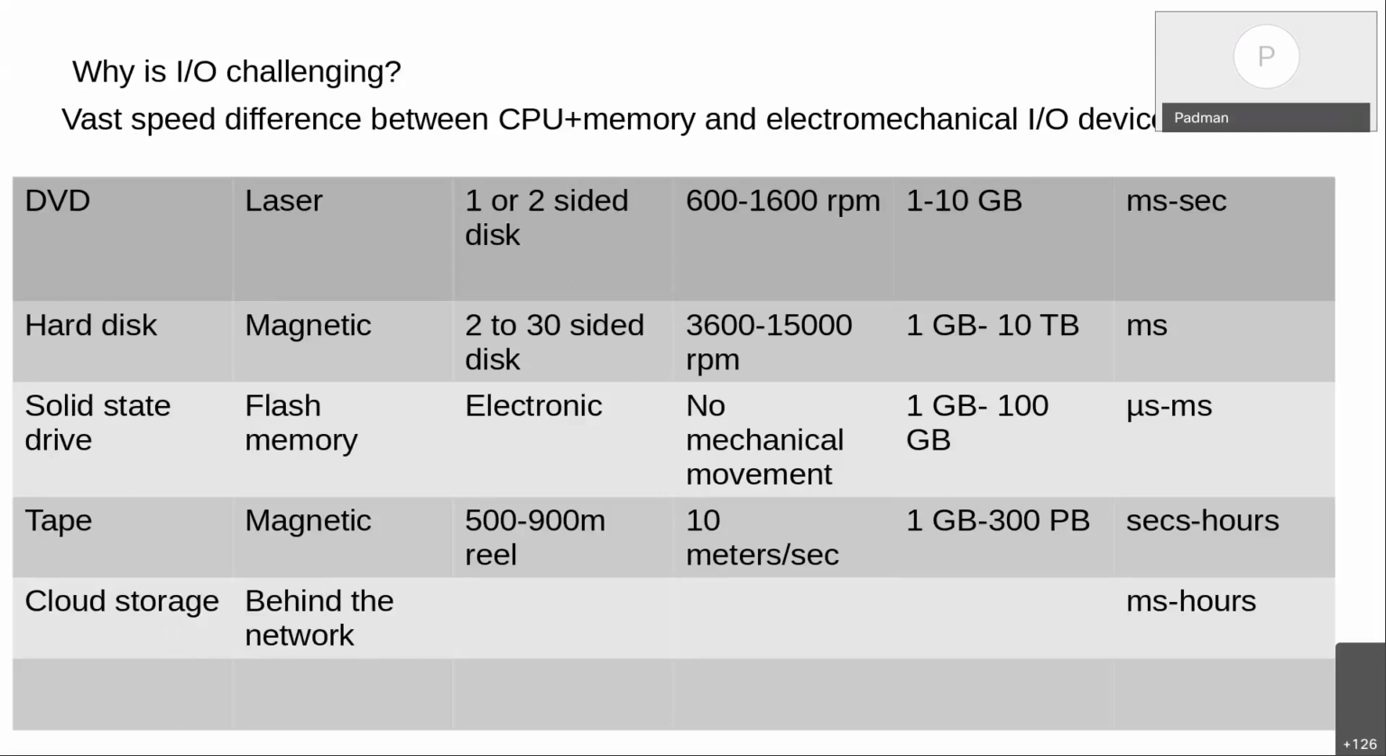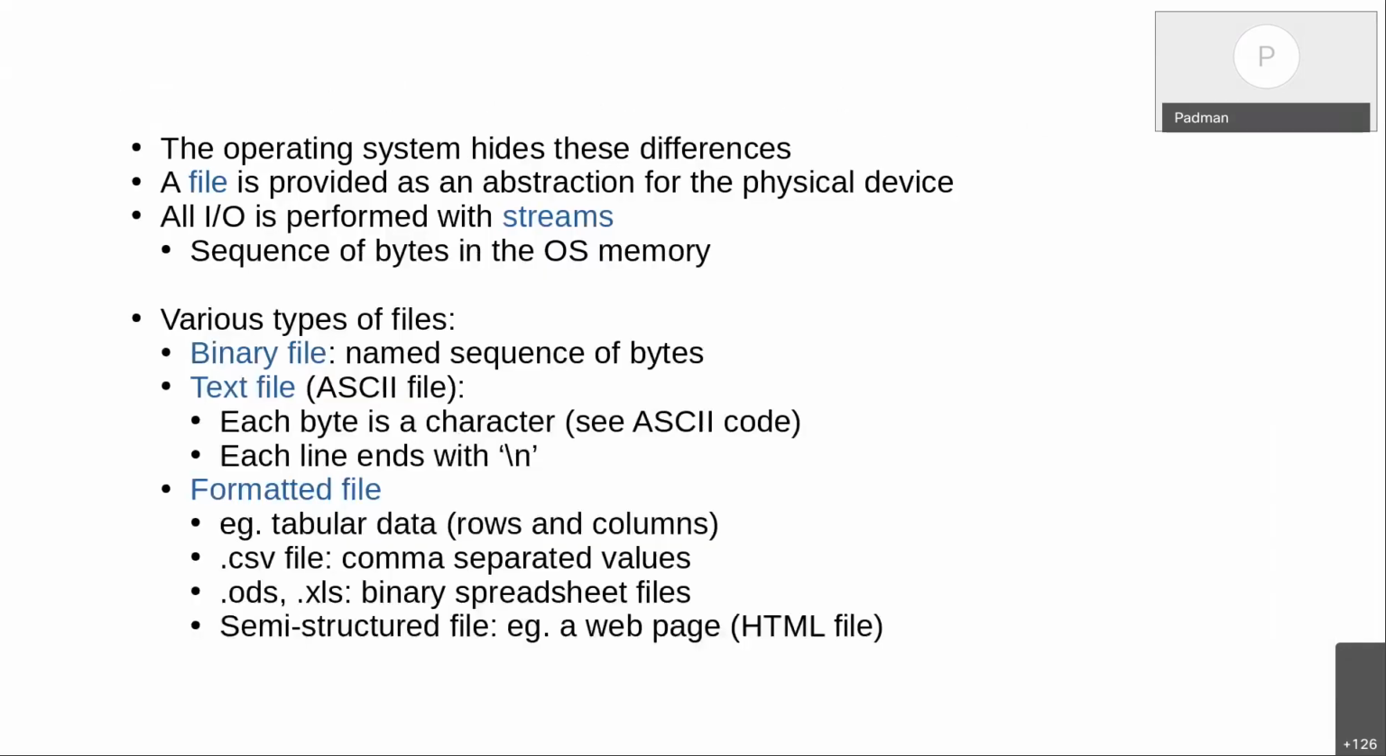Fine. So there is a big difference in the access time of all these devices, whereas the CPU and memory are very fast. So the programmer will have to worry about what kind of device it is. What kind of device is the person accessing? So to avoid such headaches, the operating system abstracts all this for you and provides you access to what is known as a file.